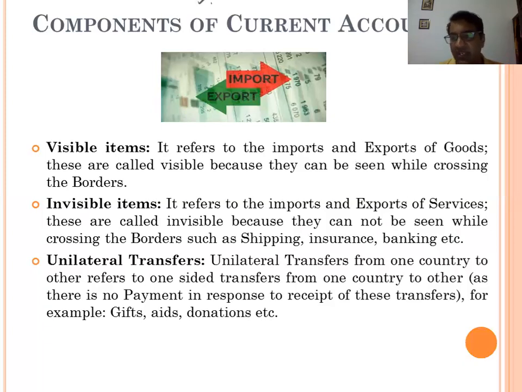Unilateral transfer is a single-sided transfer. It means with those transactions you will not receive anything, like a gift, grant, donation, etc. All are a part of unilateral transfer. So these are the components of a current account.